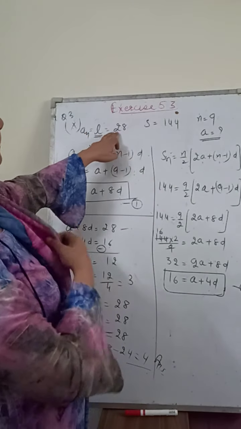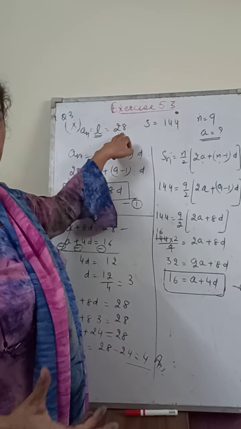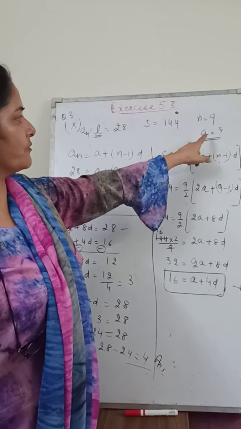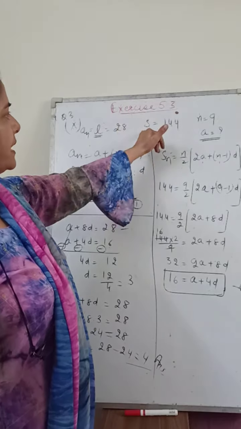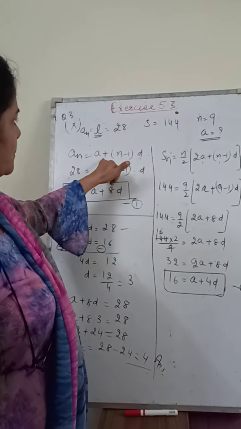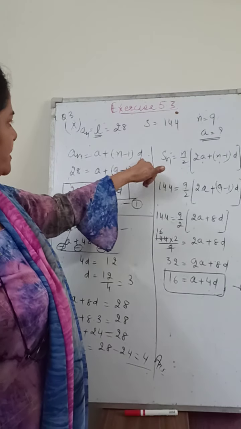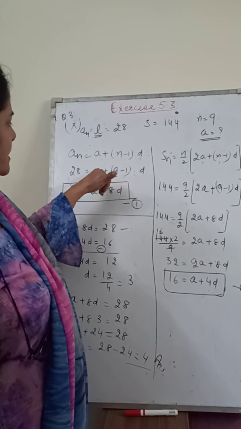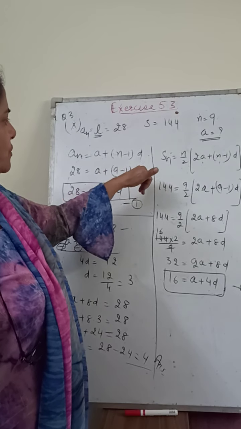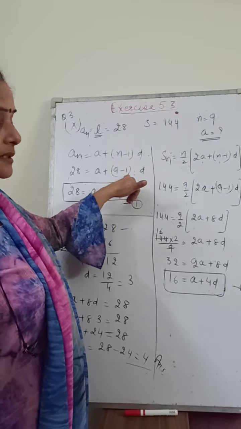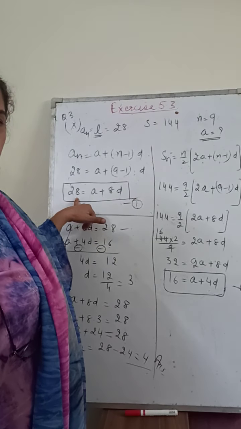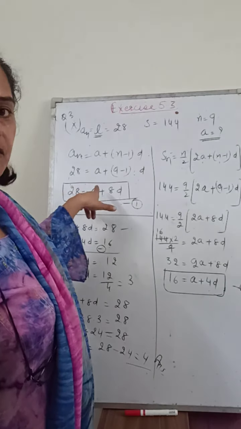Here An is given as 28, L is An. Sum is given as 144, N is given as 9, and you have to find A. Because An and Sn both are given, naturally you will use both the equations. An is equal to A plus N minus 1 into D. An is 28 is equal to A plus N, 9, minus 1 into D. 9 minus 1 is 8. A plus 8D is equal to 28. This is your first equation.